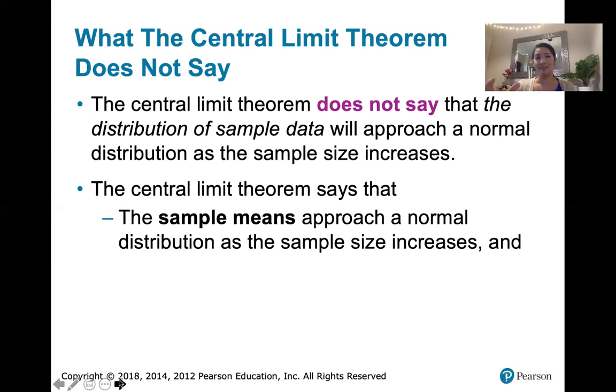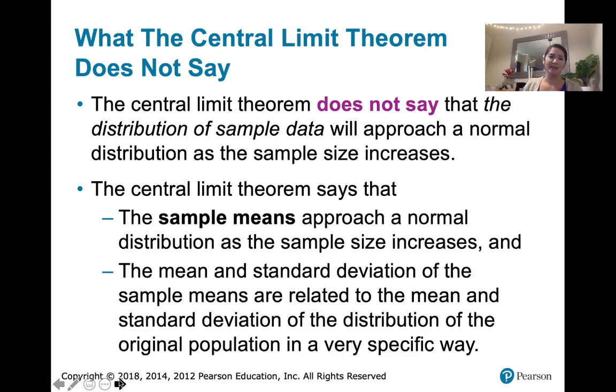So again, the central limit theorem does not say that the distribution of sample data approaches a normal distribution as the sample size increases. What it does say is that the distribution of sample means approaches a normal distribution as the sample size increases. So make sure you're clear that this idea of approaching normality only applies to the sample means. It applies to some other sample statistics as well, as we talked about in lesson 6.3, but it does not apply to the sample data.